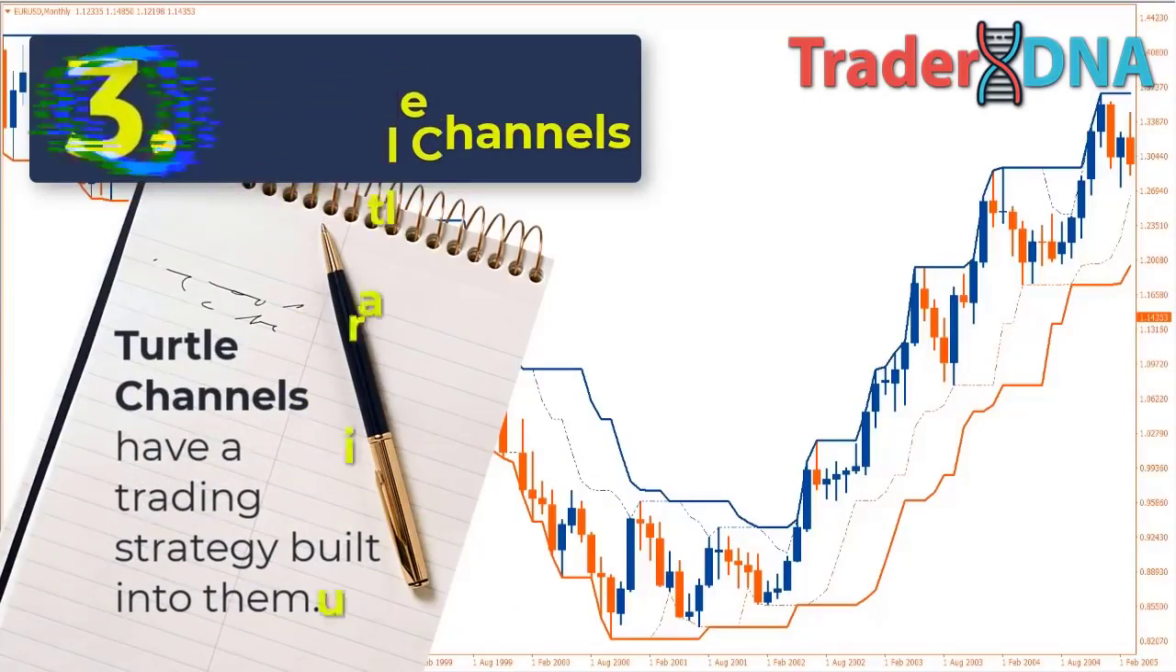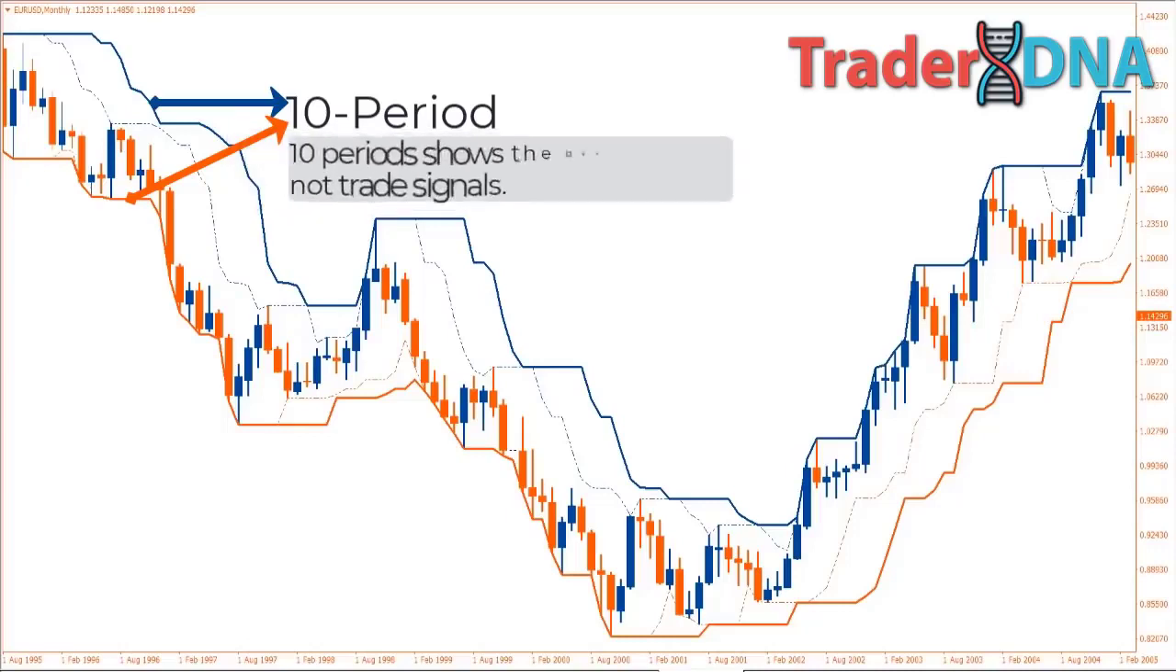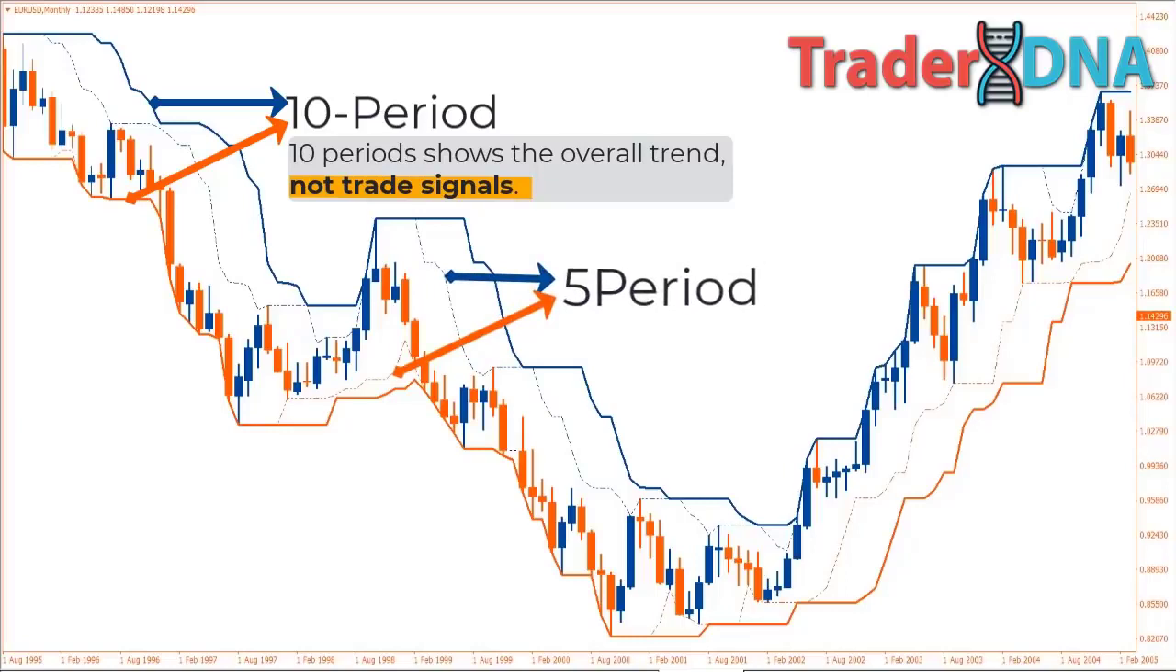This example shows a turtle channel system with a 10-period for the primary input for the red and blue lines on a Euro United States dollar chart. 10 periods shows the overall trend, not trade signals. If using the indicator for trade signals, a period of about 5 is used. In this case, the small dotted lines indicate 5-period turtle channels. These small dotted lines are mainly a trailing stop-loss.